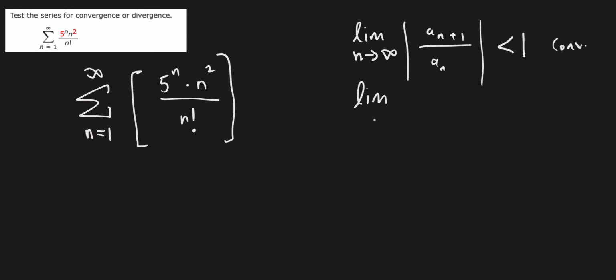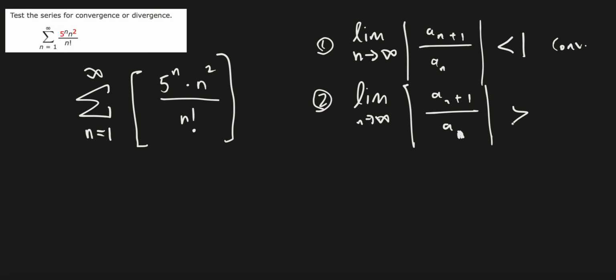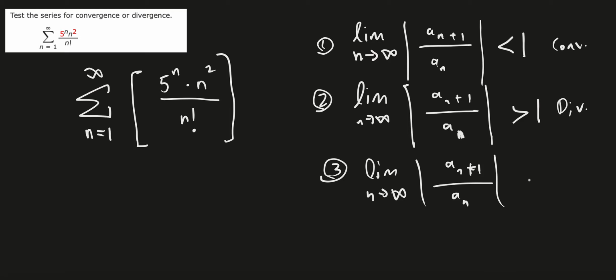So this is the first case, and this is the second case. If the limit as n approaches infinity of a sub n plus 1 over a sub n, where of course a sub n is this thing here, is greater than 1, then we are divergent. And the last case, of course, is what's left over: if it's equal to 1, then we are inconclusive. This doesn't help us.